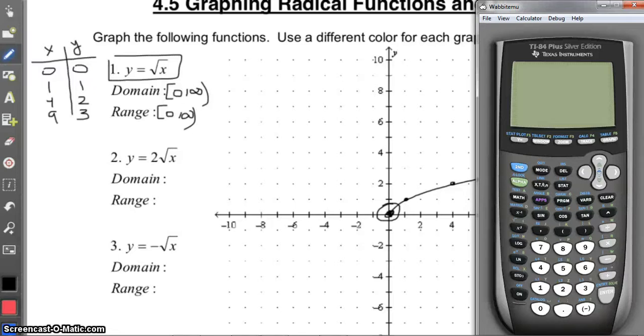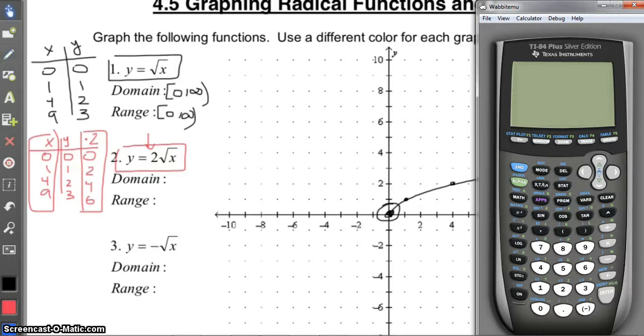Now for number 2, I'm going to be choosing the red. Now y equals 2 square root of x, as you can see. So I'm always going to start with my parent function, which is 0, 0, 1, 1, 4, 2, 9, 3. Now you might remember this from previous lessons. So as you can see, it's multiplied by 2, so you multiply the y by 2. So 0 times 2 is 0, 1 times 2 is 2, 2 times 2 is 4, 3 times 2 is 6. So now this is going to be your x, and this is going to be your new y.